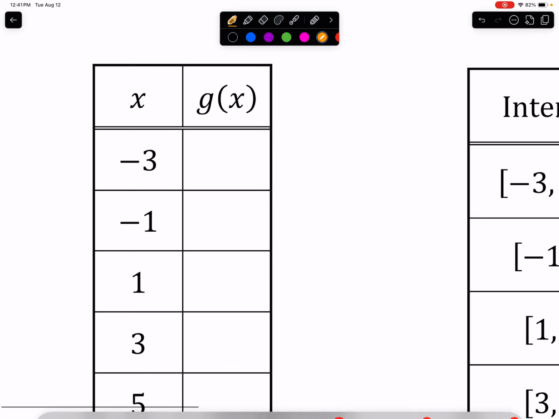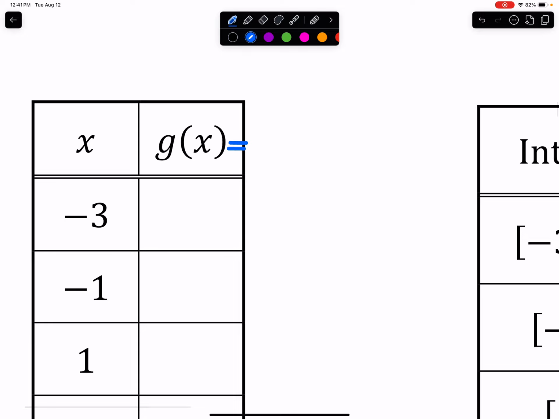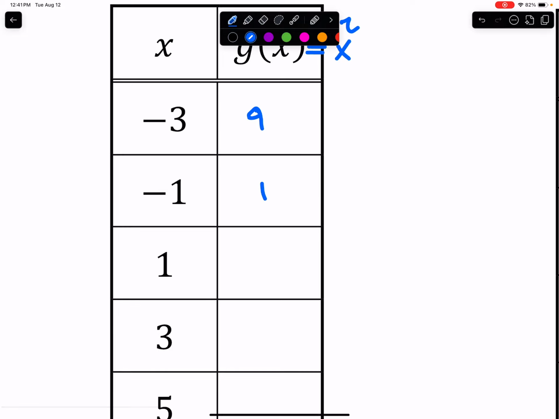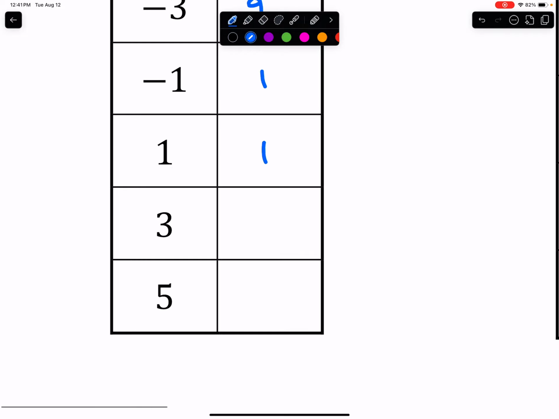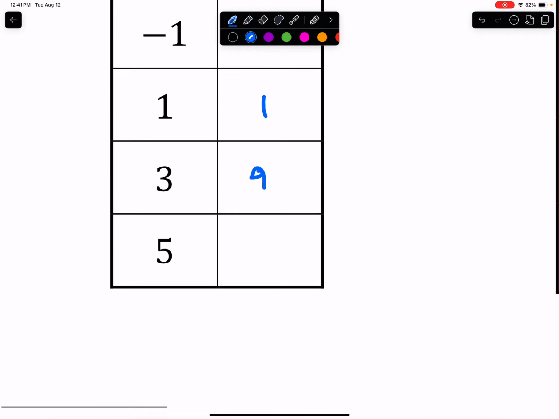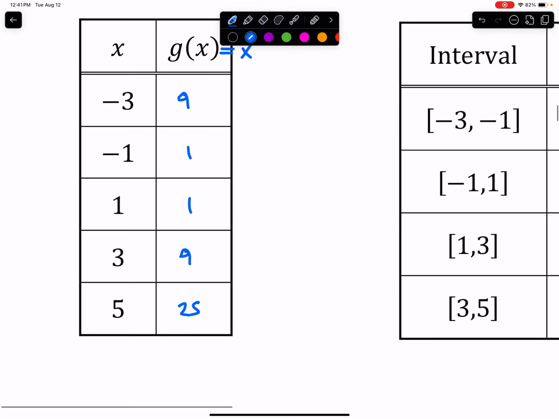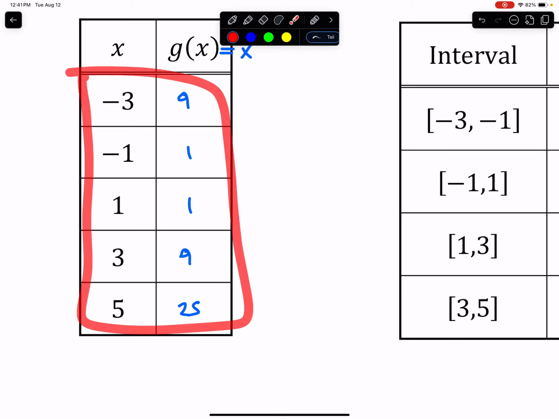So g of x over here, this is just doing the x value squared. So if I square -3, that's going to give us 9. If you square -1, that gives you 1. Square 1, you get 1. Square 3, you get 9. Square 5, you get 25. So with that, now we're going to find the average rate of change of this function over these specific intervals.